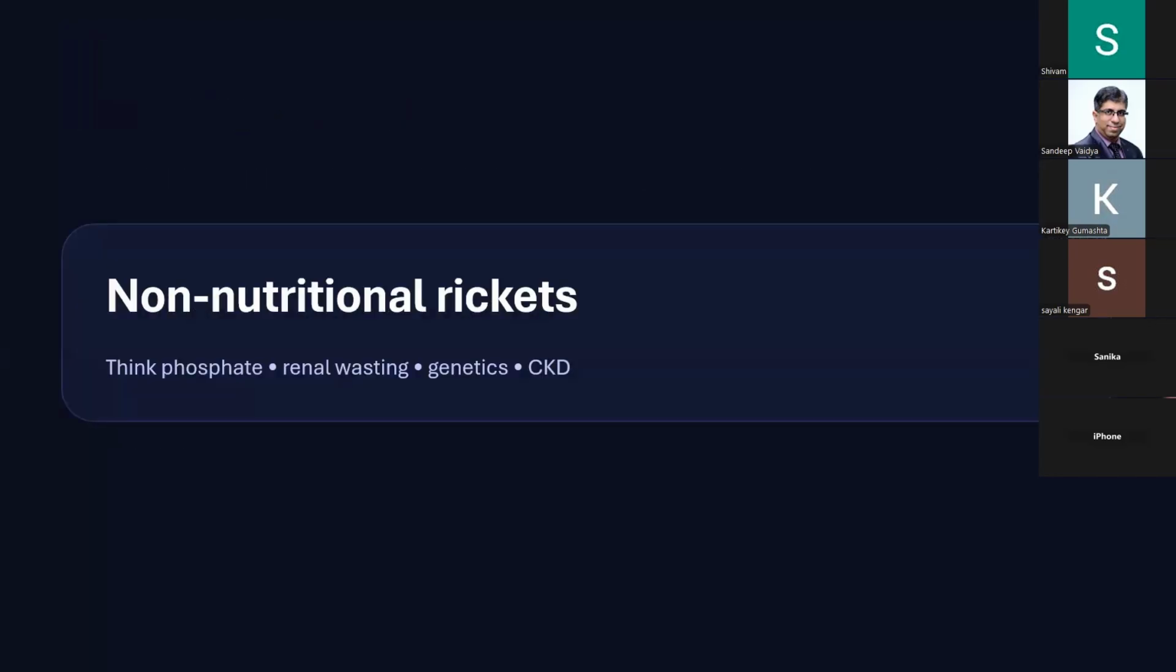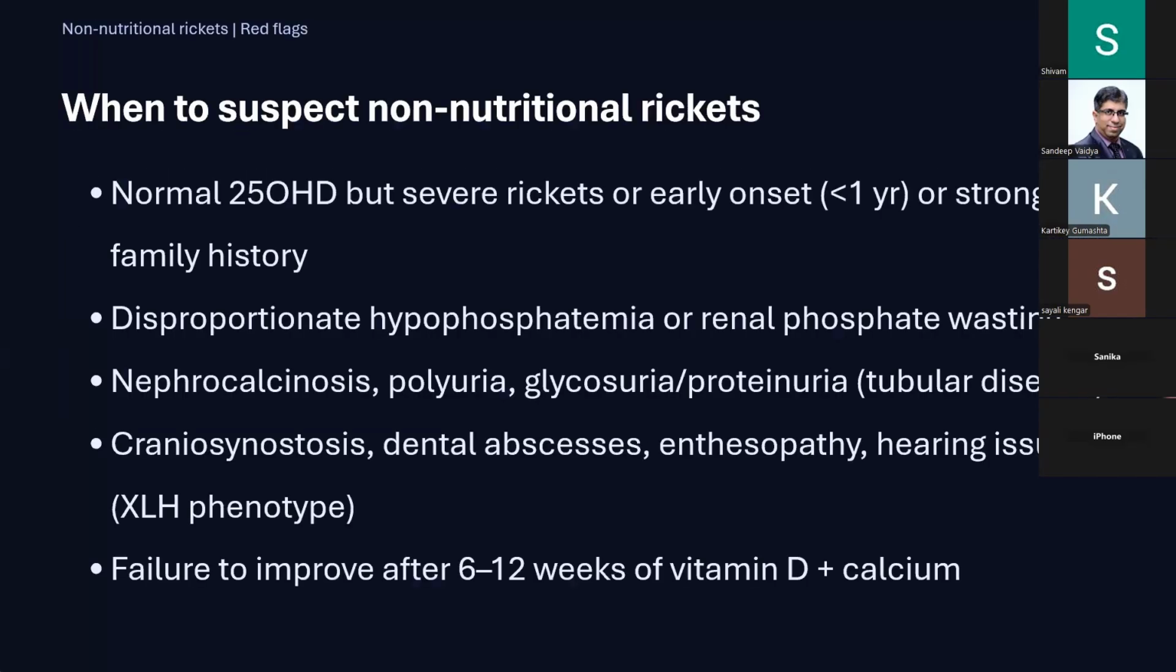Now, coming to non-nutritional rickets. So, when do we think of non-nutritional rickets as an orthopedic surgeon? When in the blood markers the vitamin D level is normal but there is severe rickets, or it can be of early onset, which is less than 1 year old, or there is a strong familial history. There can be a disproportionate hypophosphatemia, or there can be high renal phosphate wasting.